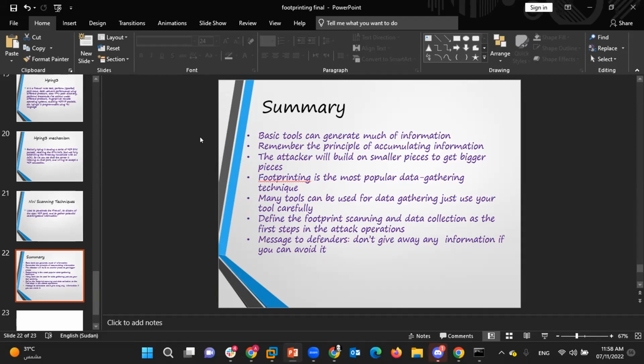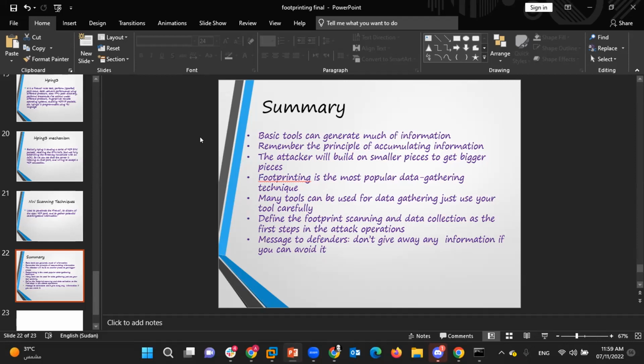Okay, define footprint scanning and data collection as the first step in the attack operation. As we mentioned before, it's called reconnaissance. It's the first stage of the attack, sometimes called footprinting. The aim of this stage is collecting or gathering data by scanning and getting this data. It's called fingerprint.